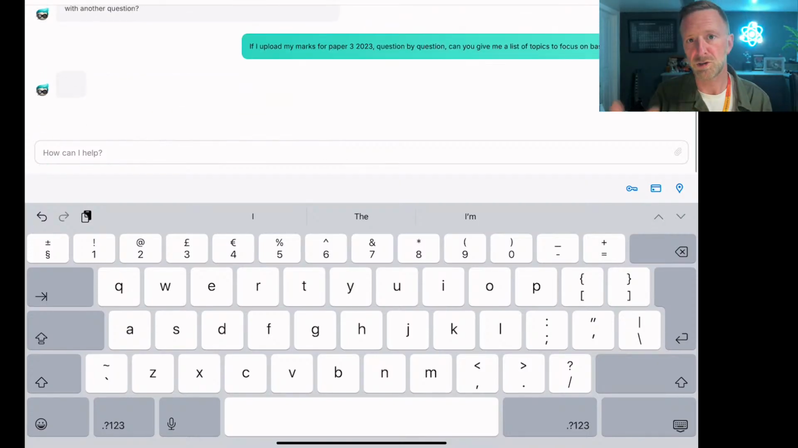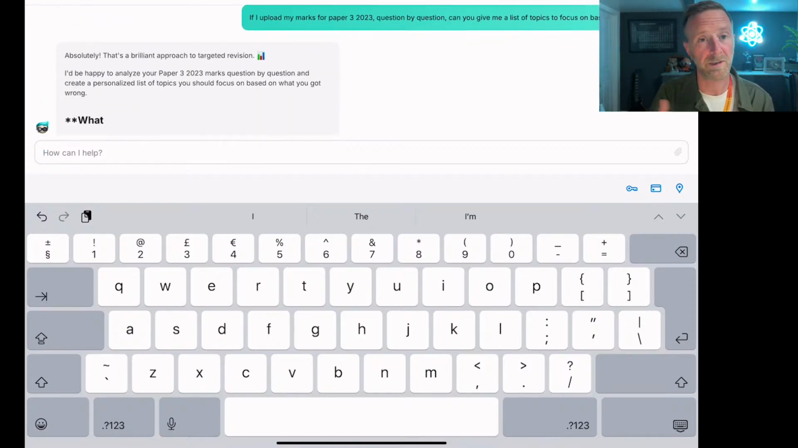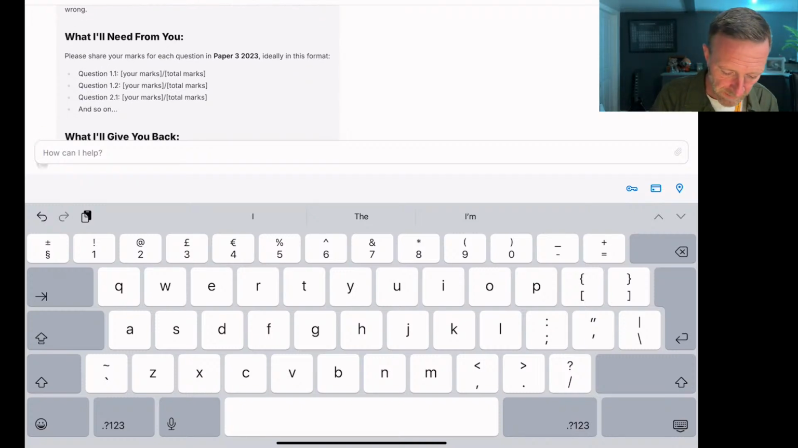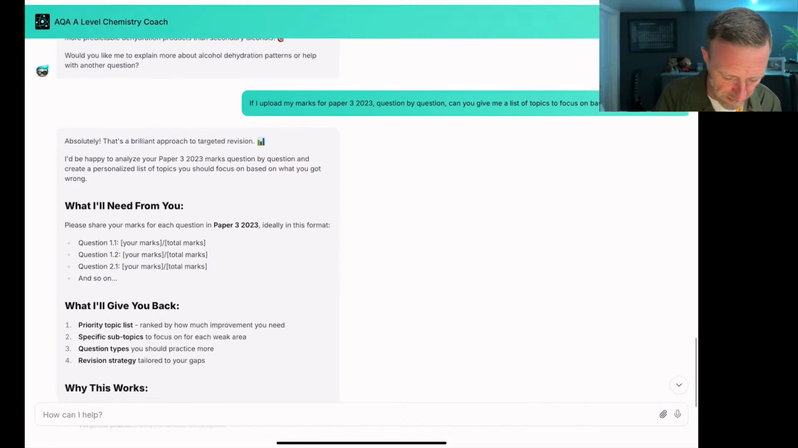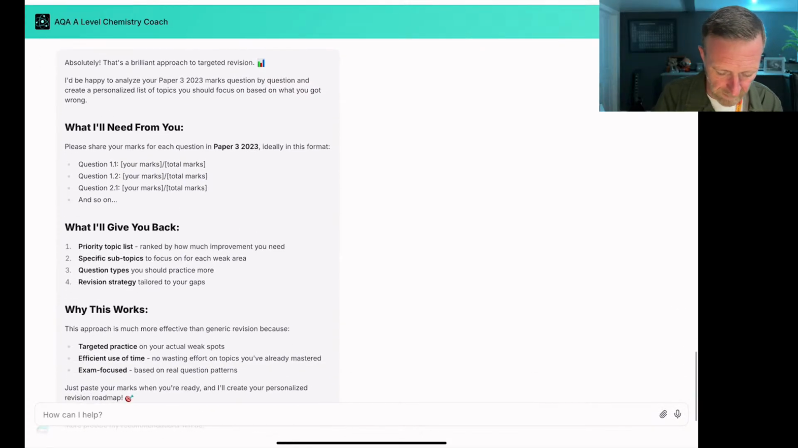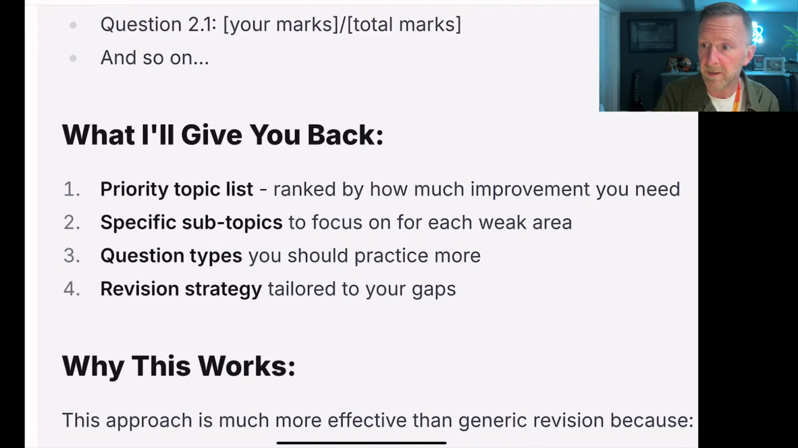Obviously it's not going to do it because I haven't given it results, but at least it's going to tell us what it can do. So here we go. Happy to analyze your Paper 3 2023 question by question. It needs Question 1, your marks and total marks. It'll give you feedback in terms of a priority topic list, ranked by how much improvement you need. Different weak areas and specified subtopics. What question types you should practice more.